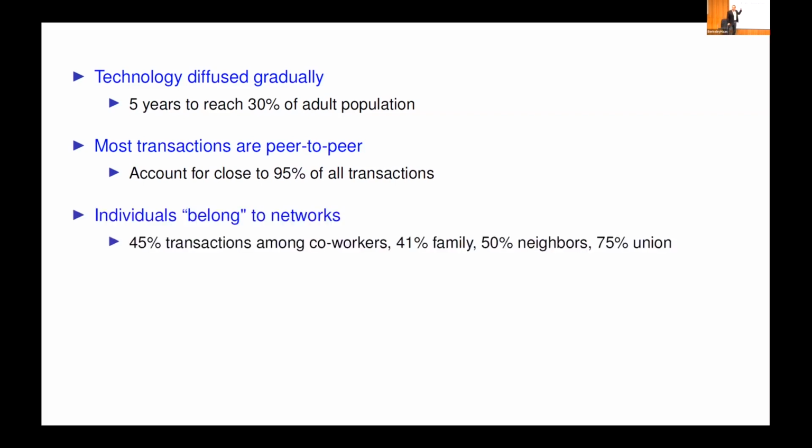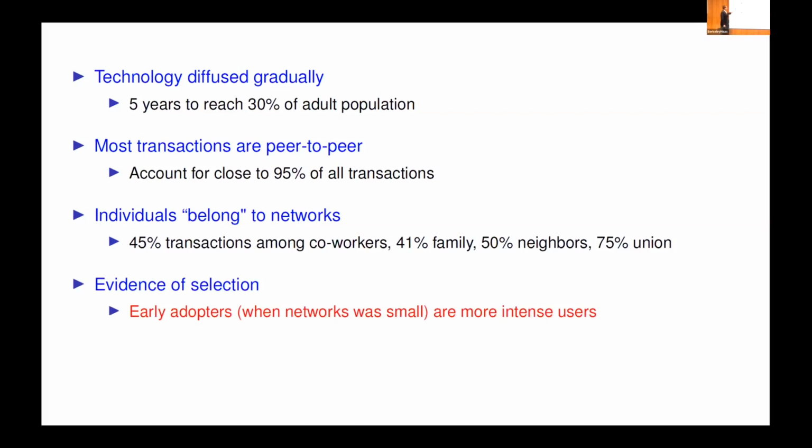Third, not surprisingly, individuals belong to networks. They transact with people that they know. So 45% of their transactions are among coworkers, 41% among family members, 50% among neighbors. The union is 75%. So I'm going to construct these measures of networks, family, coworkers, and neighbors. So I'm going to capture 75% of the transactions.